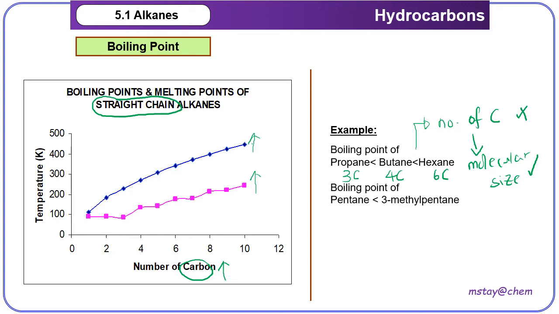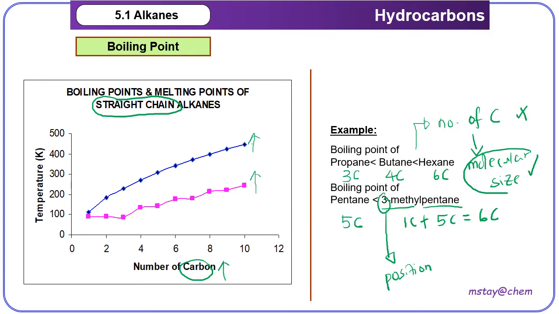Okay, so next one, boiling point of pentane. From the name here, pentane has 5 carbon, 3-methylpentane: pentane 5 carbon, methyl is 1. So the 3 here again, just a reminder, is the position of the methyl group. So total here will have 6 carbon. So that's why 3-methylpentane has higher boiling point than pentane due to the molecular size as well.